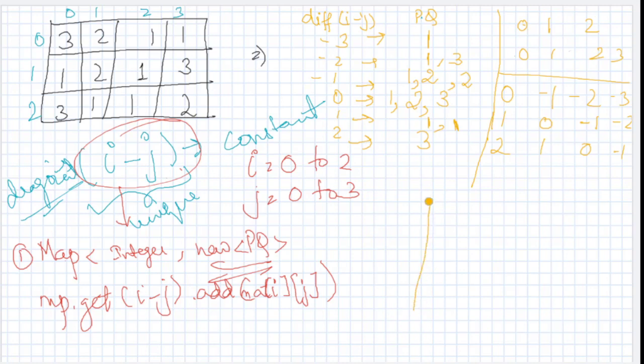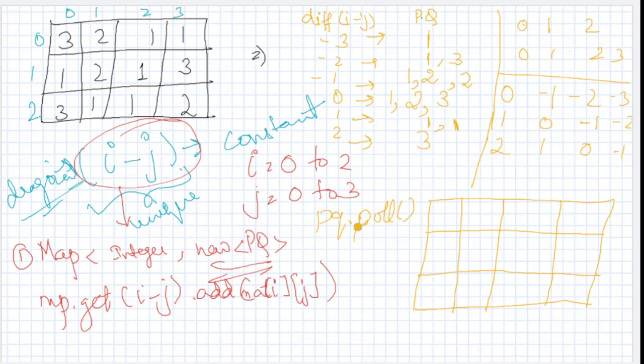Now coming to the point of how we are going to store it. For storing, again we are going to use the I minus j concept. Let's say PQ was our priority queue, so we'll use PQ dot poll. What does PQ dot poll do? The poll function will call up the head and will remove it. So we know what the I and j values are.